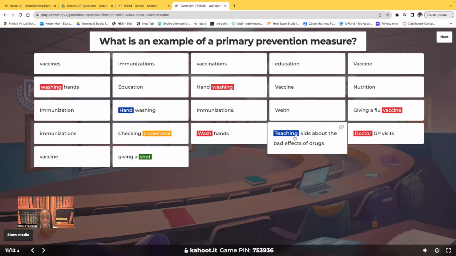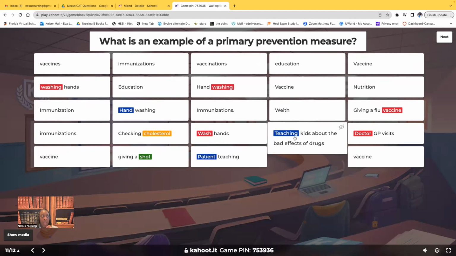Vaccines, education, hand washing. So let's talk about the difference, guys. In primary prevention measures, the patient does not have it and you want to prevent them from having it. So educating them about how they can prevent themselves from getting it, or giving immunizations to prevent them from getting whatever it is. That is primary. The patient doesn't have it. We don't want them to get it. So we're doing these measures, right?